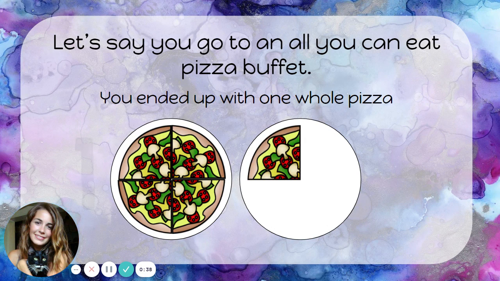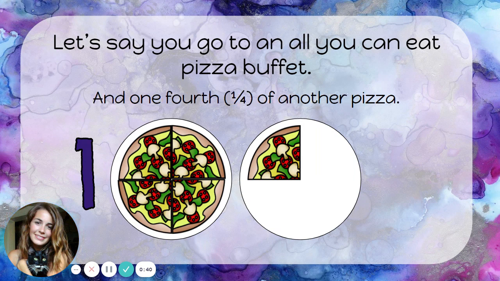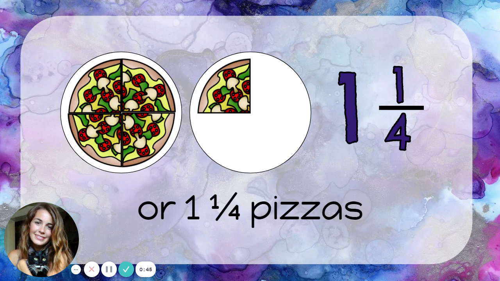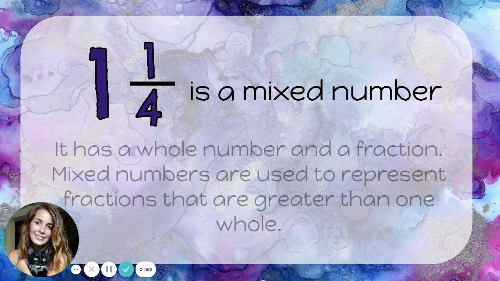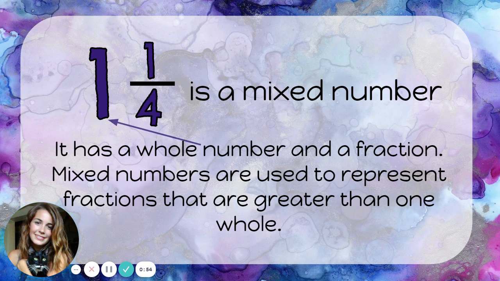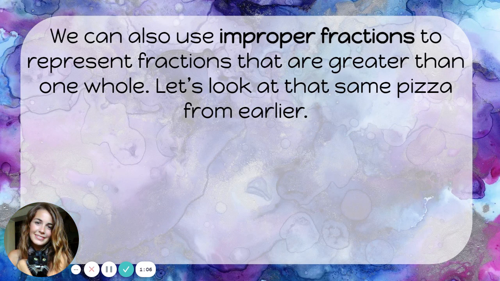You ended up with one whole pizza and 1/4 of another pizza, or 1 1/4 pizzas. 1 1/4 is a mixed number. It has a whole number and a fraction. Mixed numbers are used to represent fractions that are greater than one whole. You had more than one whole pizza. We can also use improper fractions to represent fractions that are greater than one whole.